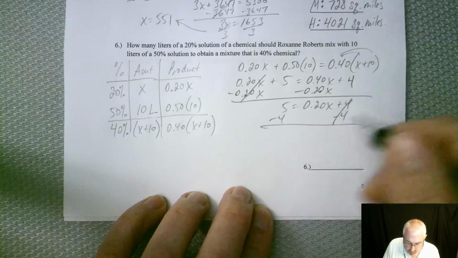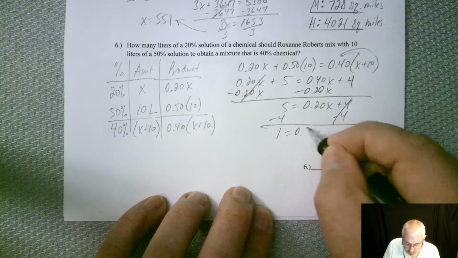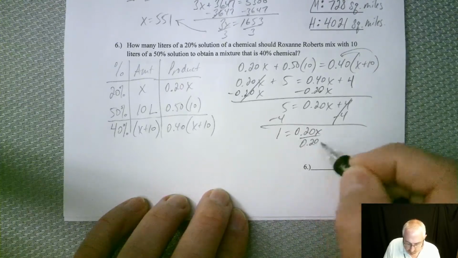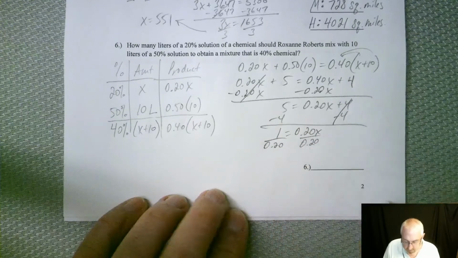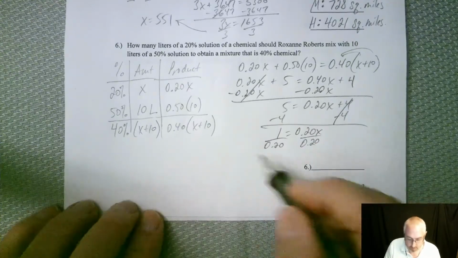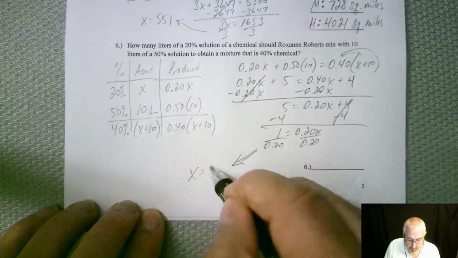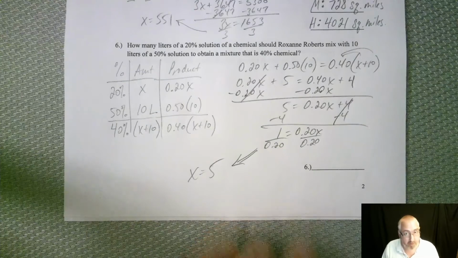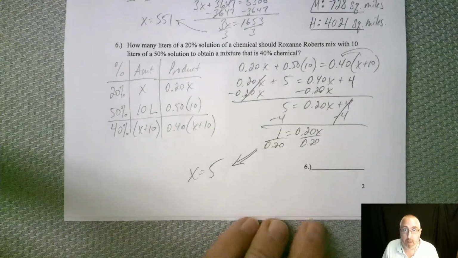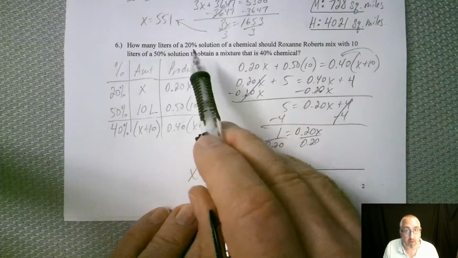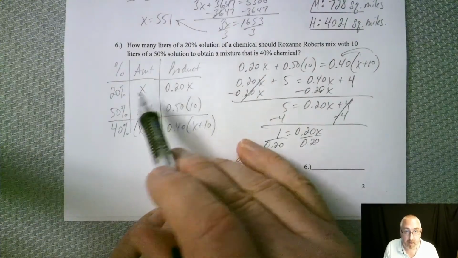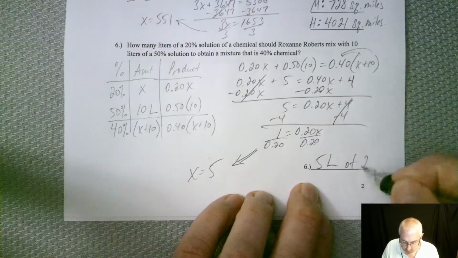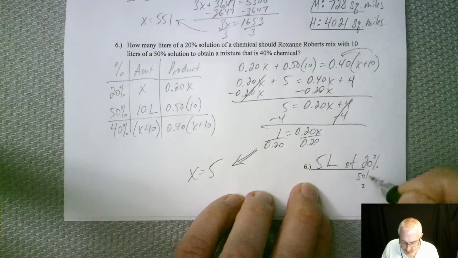And now I can move the 4 over by subtracting that. And that cancels those. So I got 1 equals 0.20x. And then I got to divide by 0.20. And so what's that give me? So x is equal to 5. So 5 should be your answer. So now just make sure you put your units in there. So how many liters of that 20% do we need? We need x of the 20. So we need 5 liters of 20% solution.